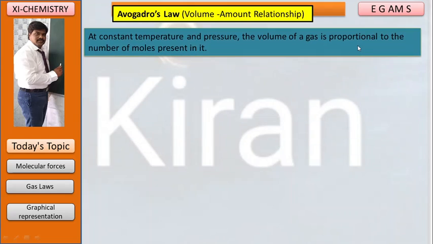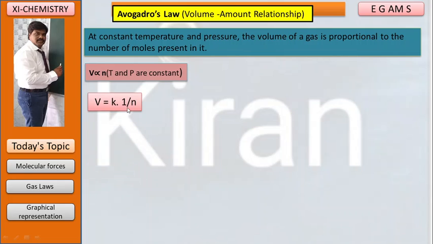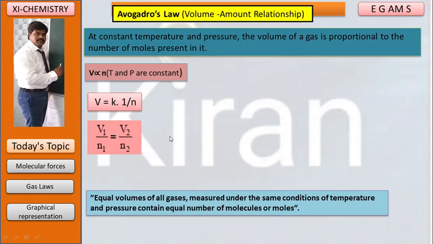So what is the statement? At constant temperature and pressure, the volume of a gas is directly proportional to the number of moles present in it. In the mathematical equation, V is directly proportional to n at constant temperature and pressure. When you remove the proportional symbol, you get one constant, K. V is equal to K into n.